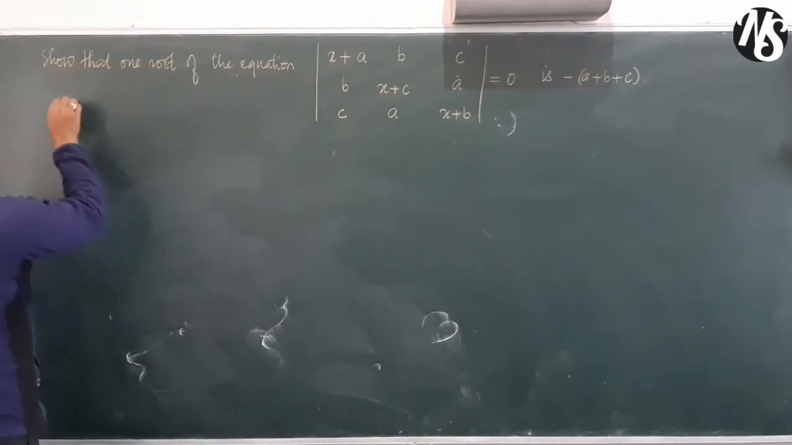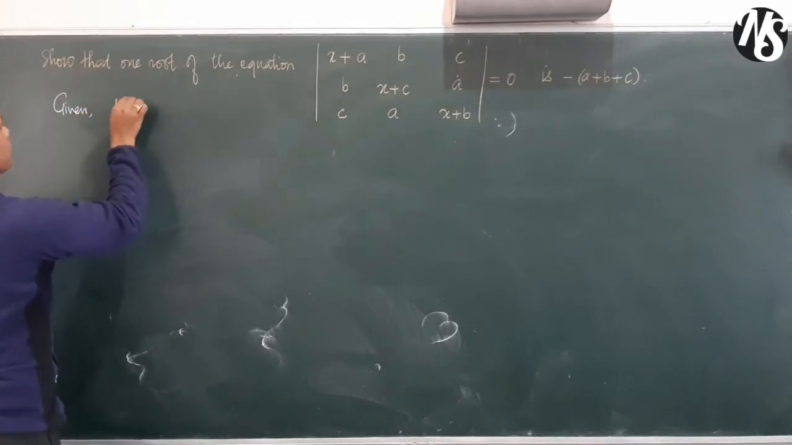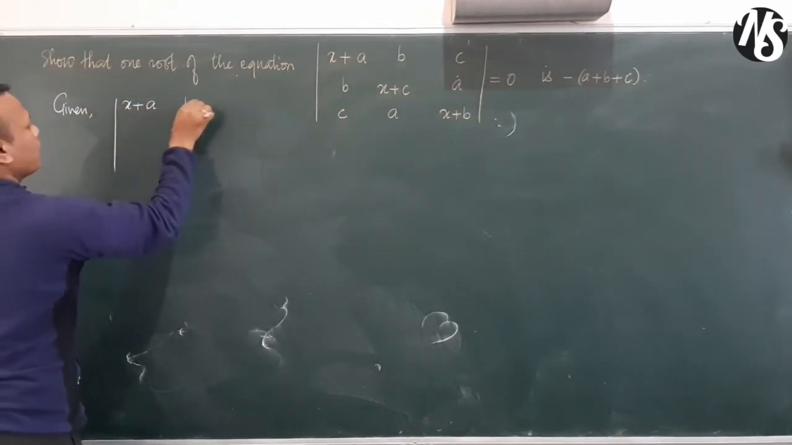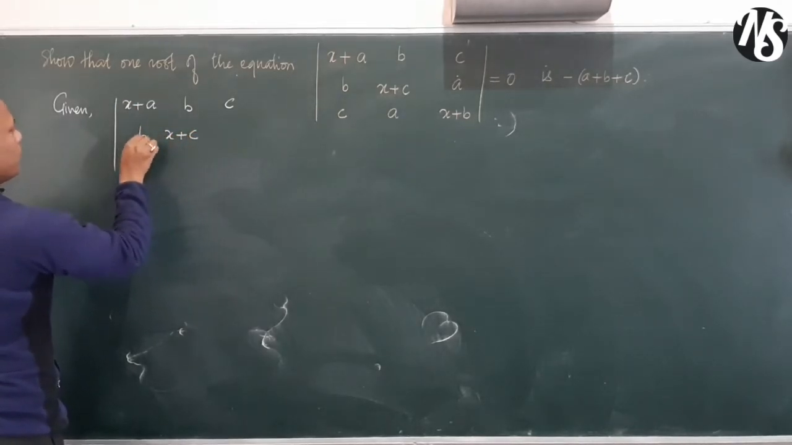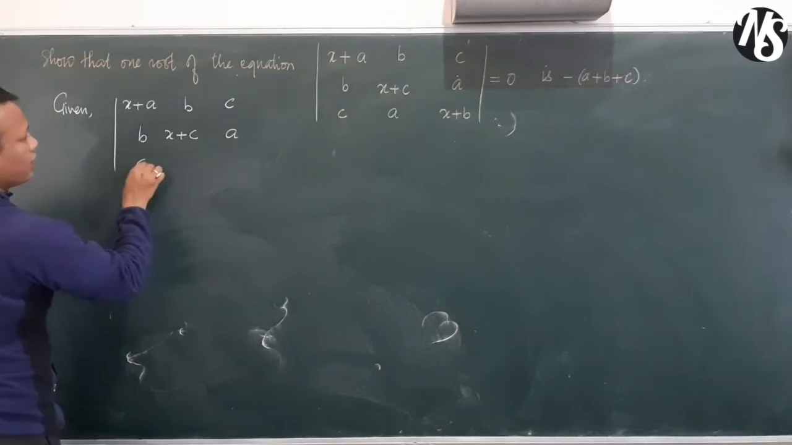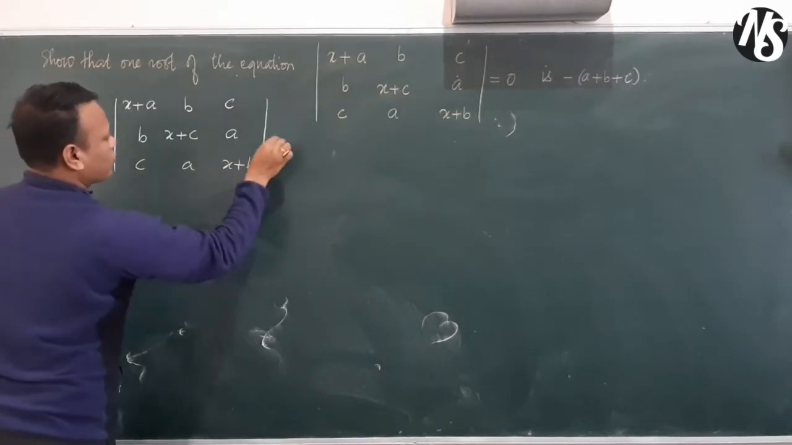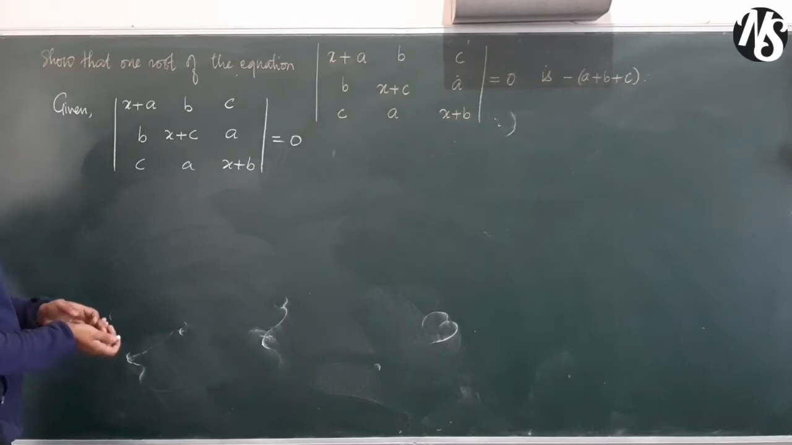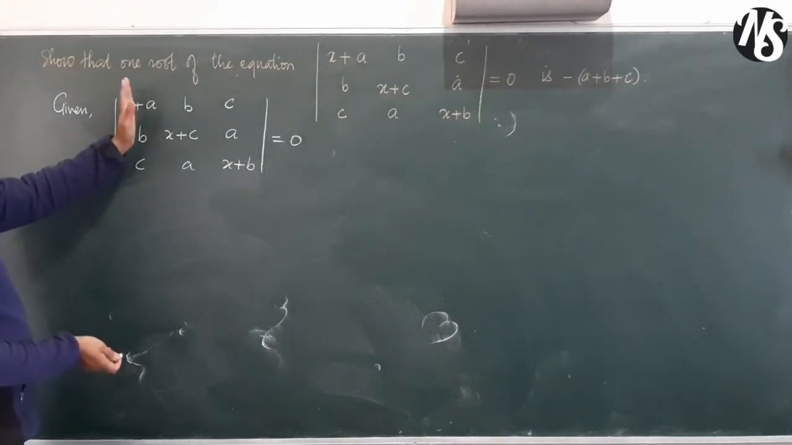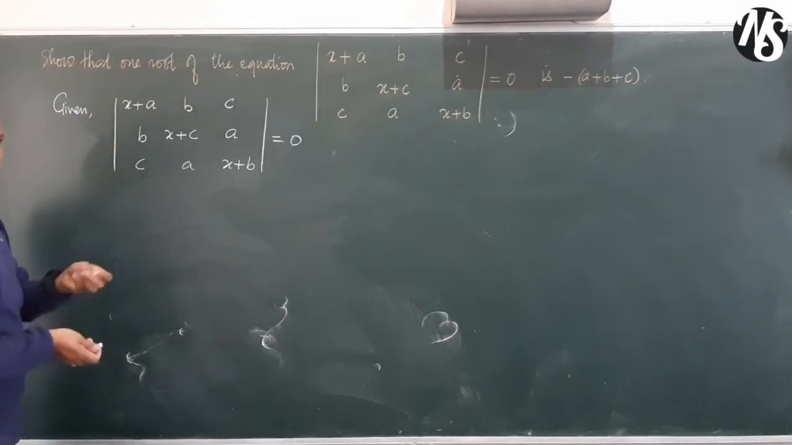So given is x plus a, b, c; x plus c, b, a; and we have c, a, x plus b, equal to 0. So this determinant is given to be 0. What am I going to do is, first and foremost, I'll write this. See, this is a column, this is a row. Whichever way you want to work, you can work.